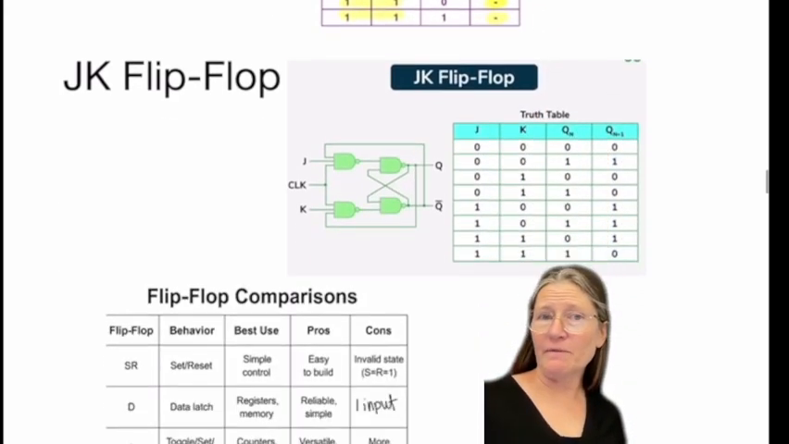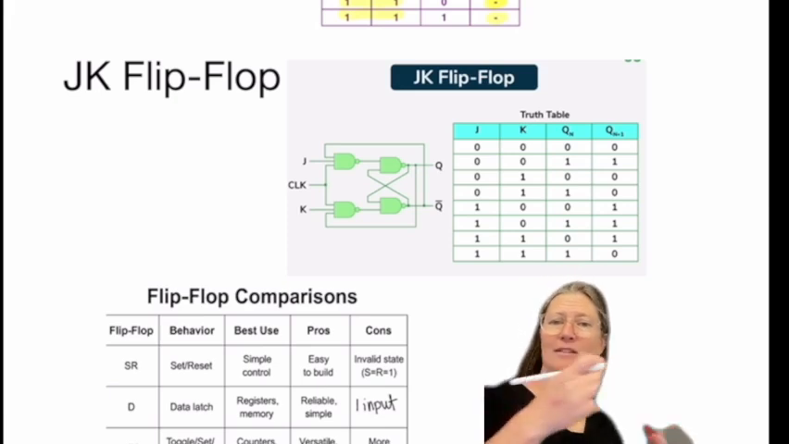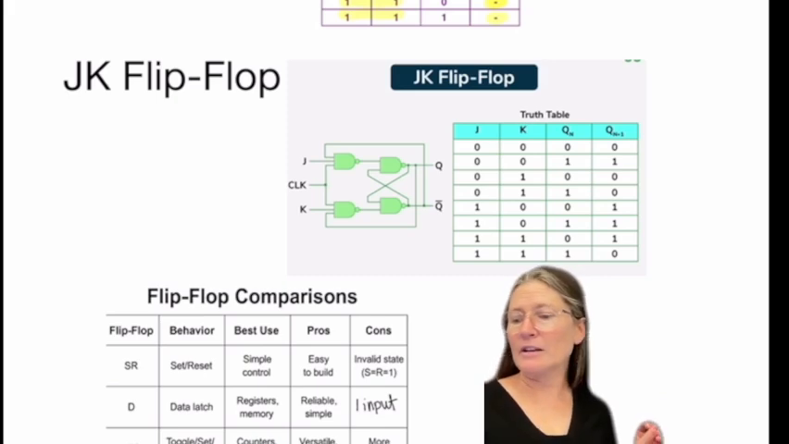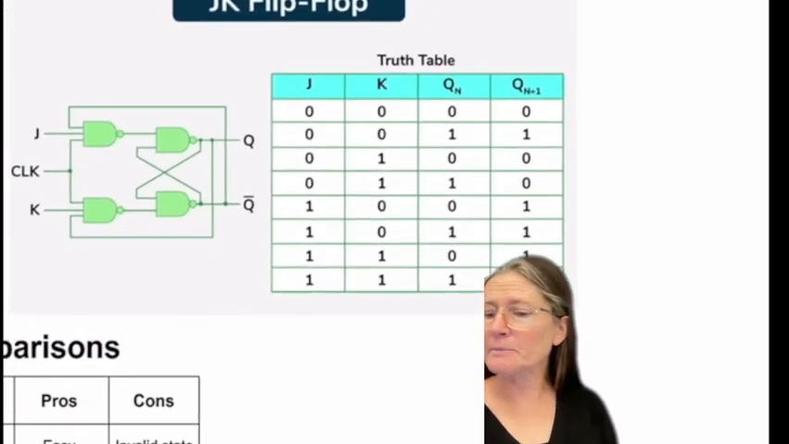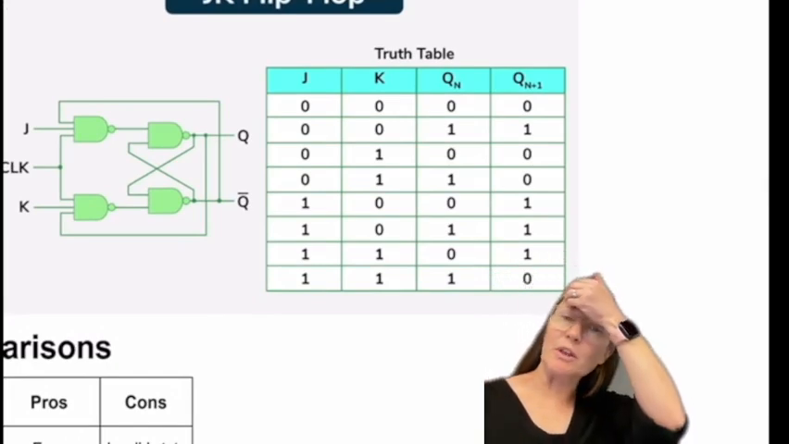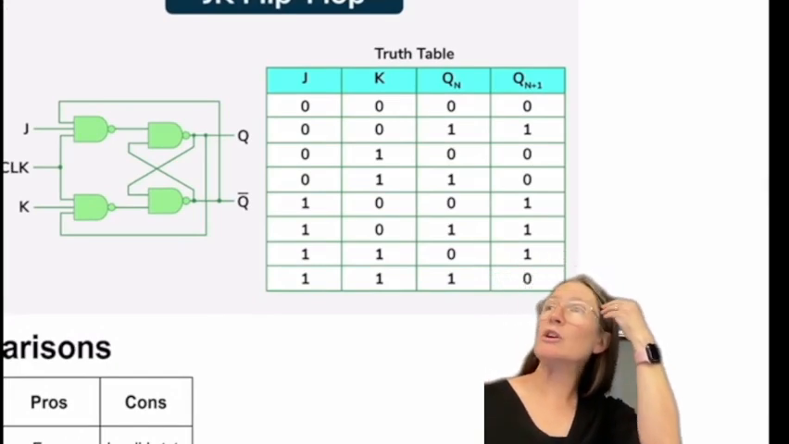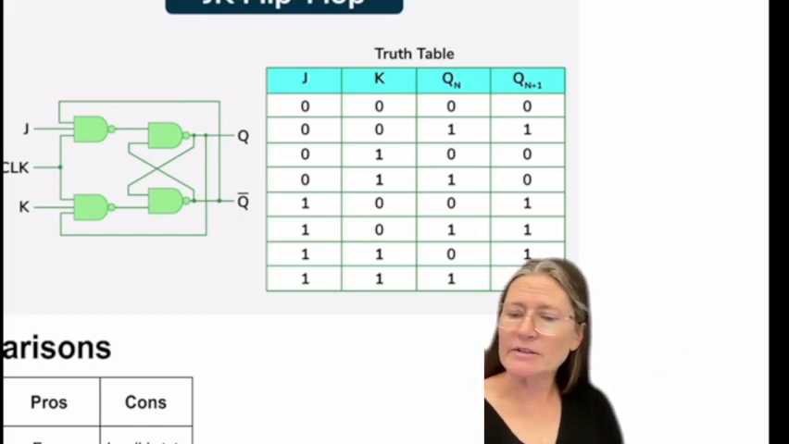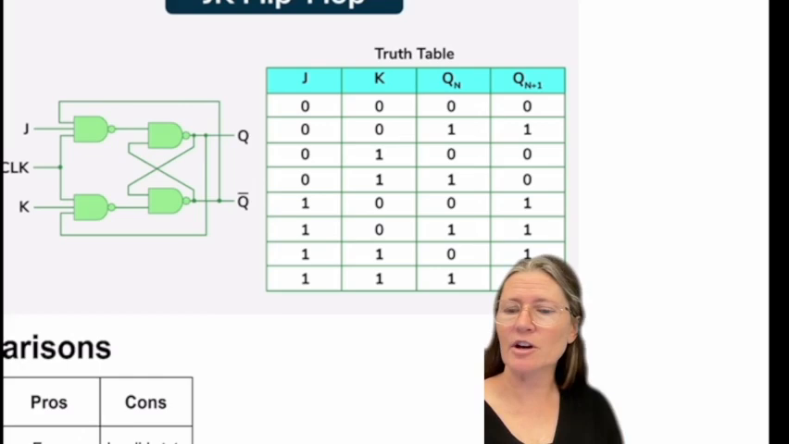The JK flip-flop is like the next complicated one. It's more complex, but it doesn't have that invalid state. So most of the time you're going to be working with a JK flip-flop, and when we look at the counter, it's going to be with a JK flip-flop. And the reason is that it has an extra combination.